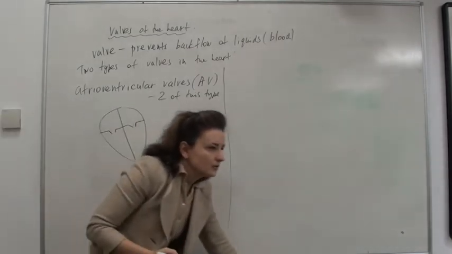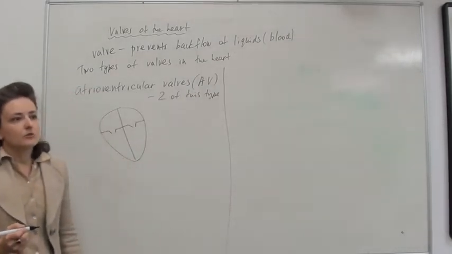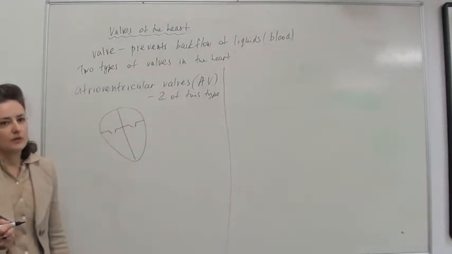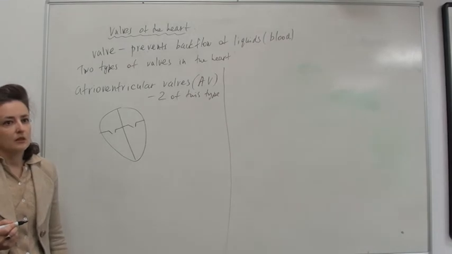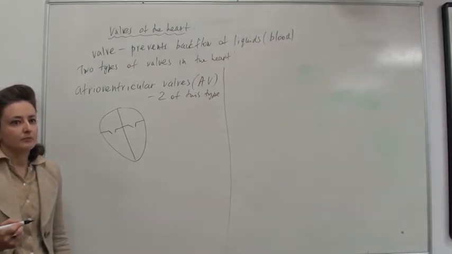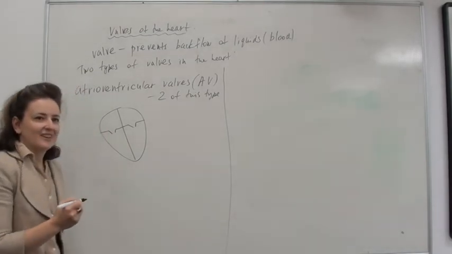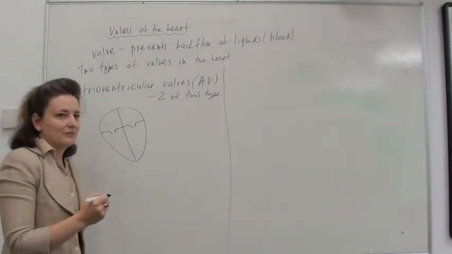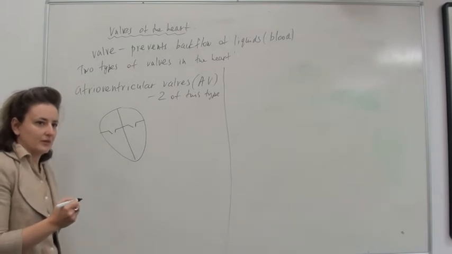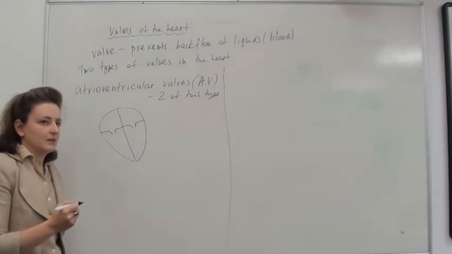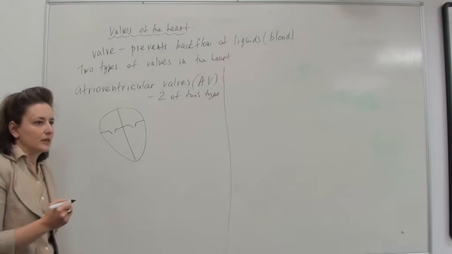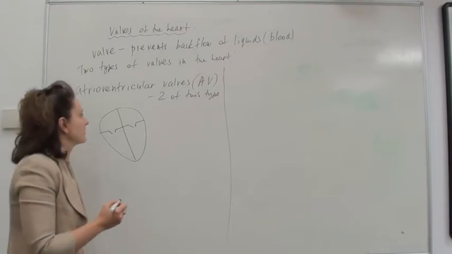Okay, so because I've got two sides and two valves, they actually have specific names in medicine. Do you know the names of these valves? Bicuspid and tricuspid. Yeah, exactly. So they're called bicuspid and tricuspid valve.